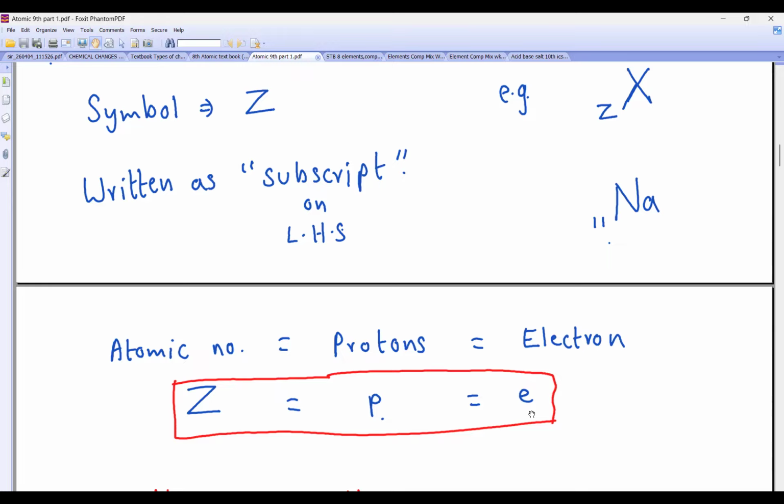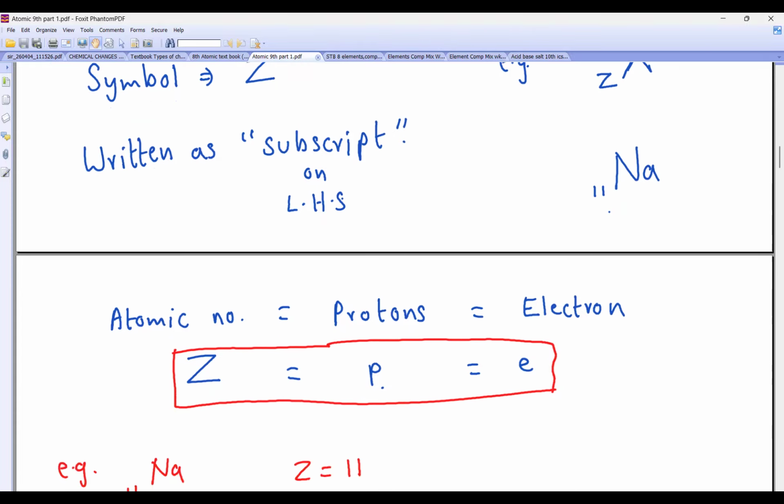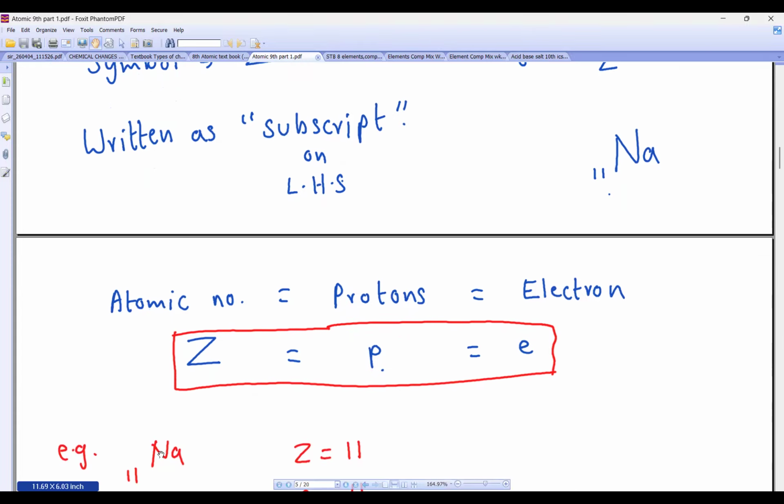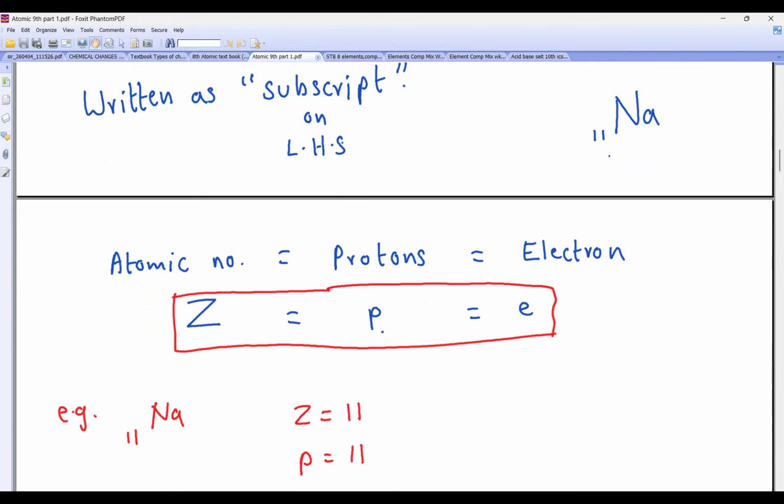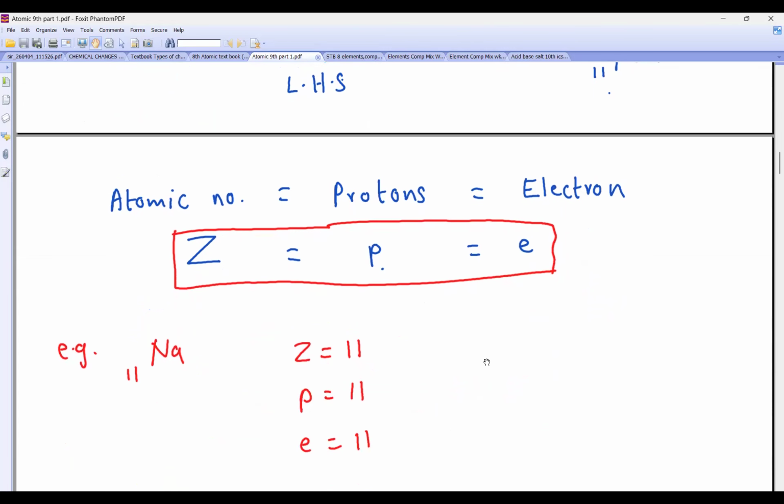Pay attention here now. This is very, very important. In the exam, they will ask you this. Suppose I have given you sodium atomic number is 11. So what will be the value of Z? What will be the value of protons? What will be the value of electrons? Please write this. Any doubt?